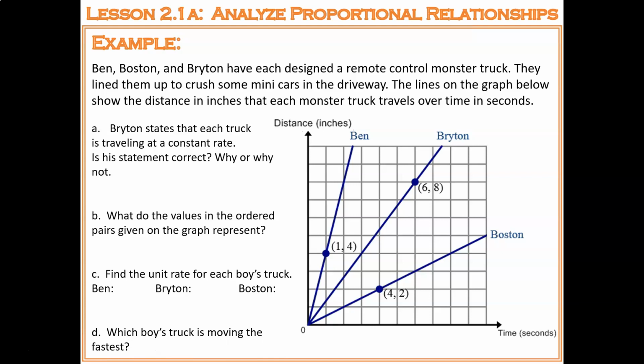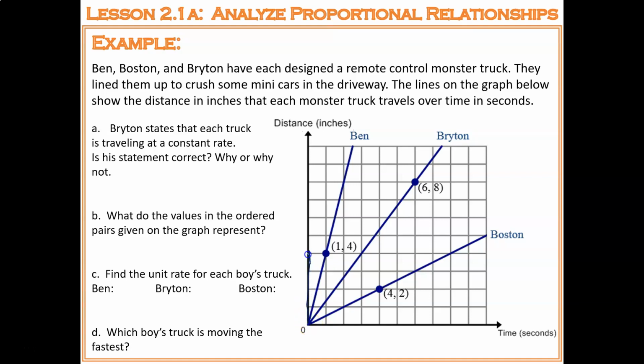Ben, Boston, and Brighton have designed a remote control monster truck. They line them up to crush the mini cars in the driveway. The lines on the graph below show the distance in inches that each monster truck travels over time. So Brighton states that each truck is traveling at a constant rate. And is his statement correct? Why or why not?